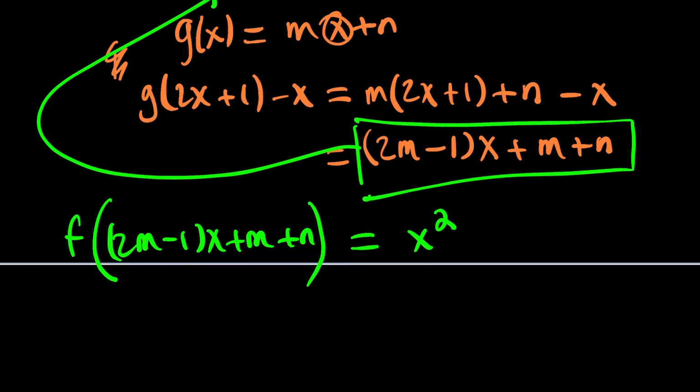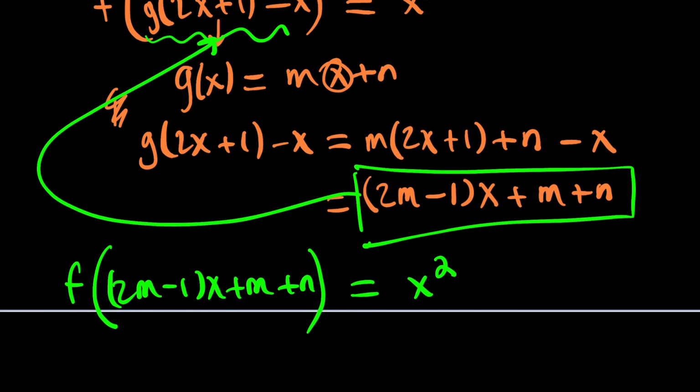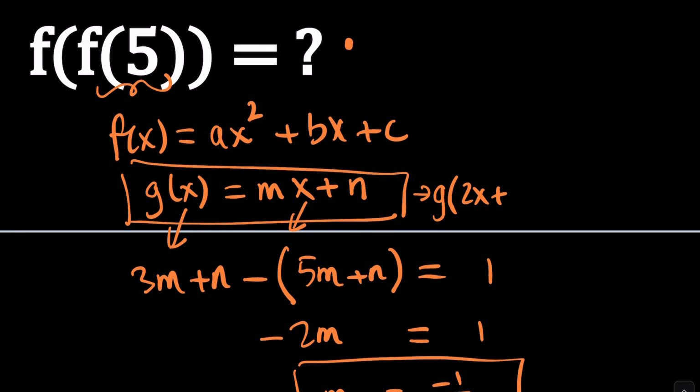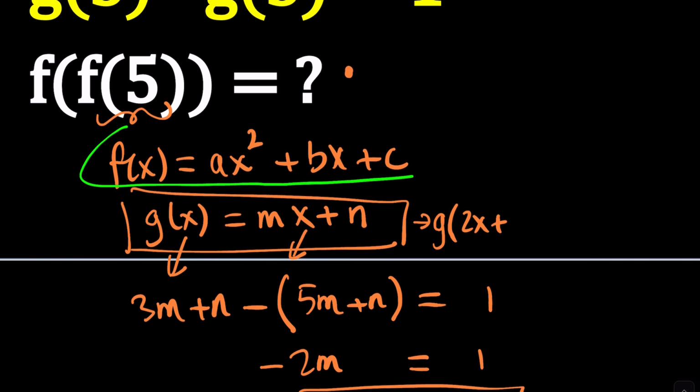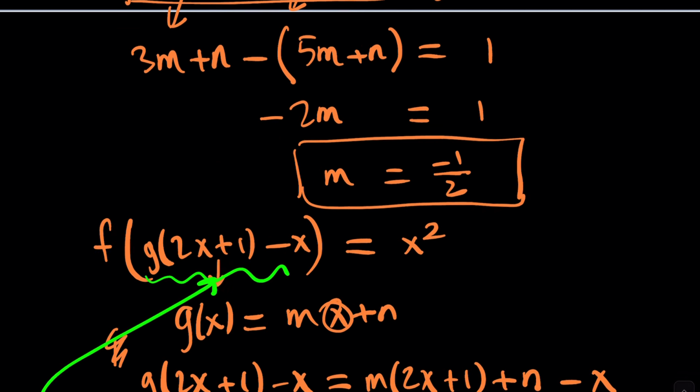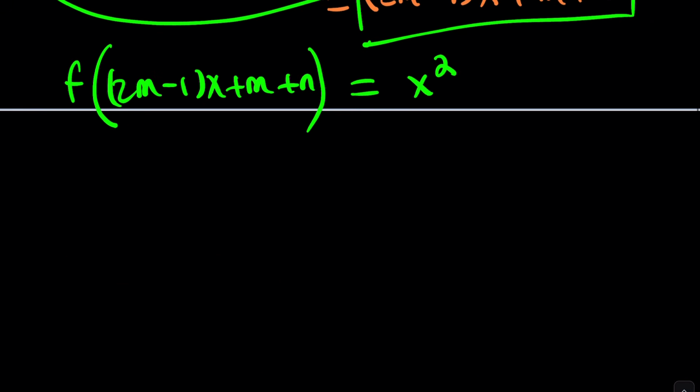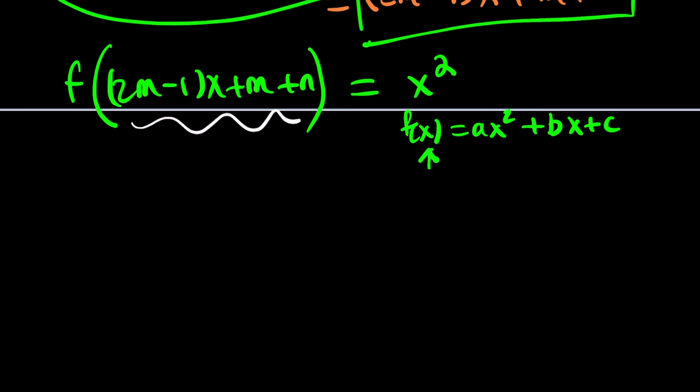So let's go back and use the definition for f. What is f defined as? As this, ax squared plus bx plus c. So let me put that down here as a side note. Now what we need to do is replace the x with this whole thing. Replace the x with that.